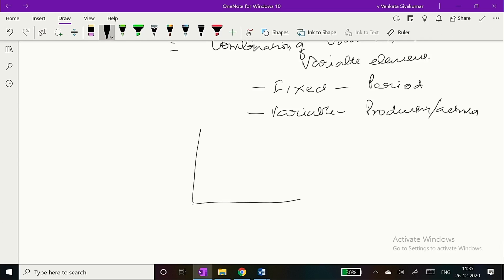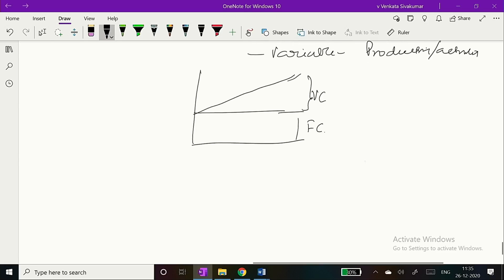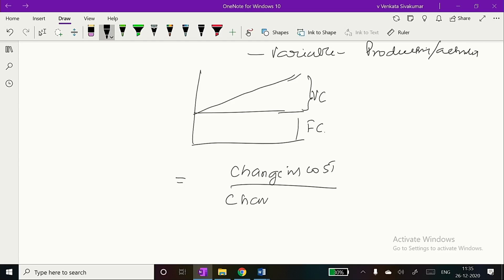That means this is the fixed cost, this is the variable portion. In other words, like a total cost. Semi-variable cost is a total cost, let us say. Fixed element is constant, only variable changes. Therefore, you can find out change in cost divided by change in units.